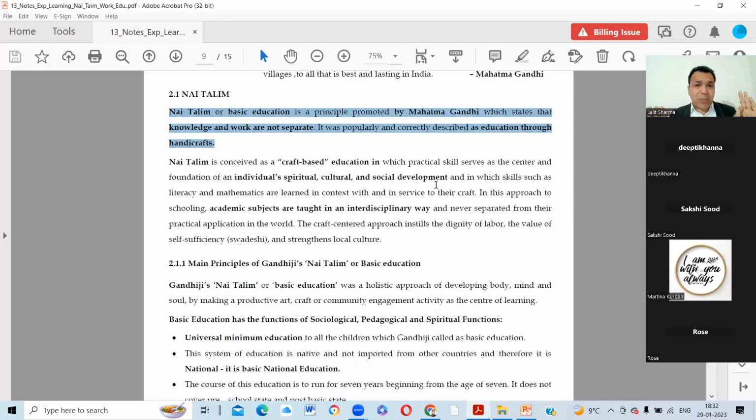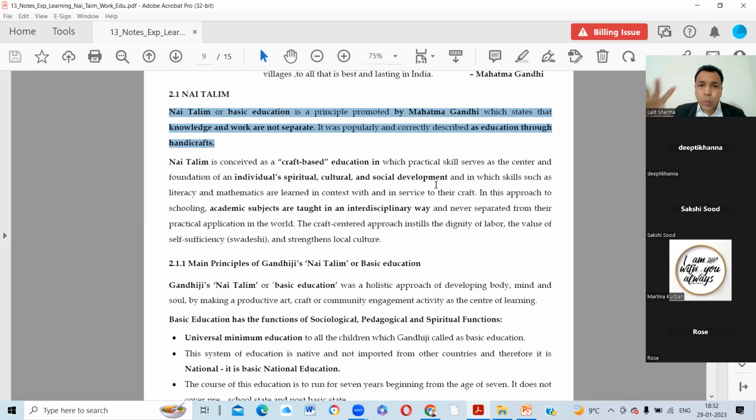What is experiential learning? It also talks about learning through activity. So basically, these are almost the same concept. Nai Talim is in your syllabus, experiential learning is in your syllabus, and work education is in your syllabus under Paper 2, right, guys? So you should know about it.